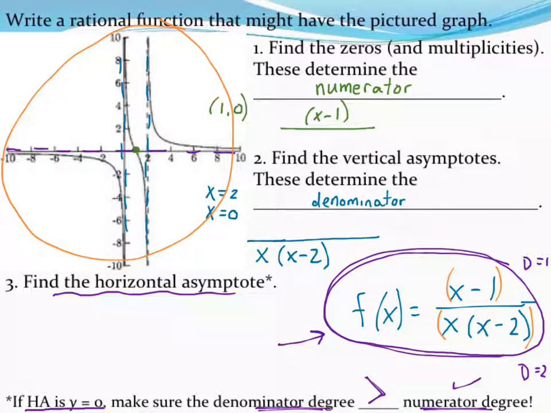You could even go further and look at your table and make sure things like (1, 0) are in your table. Make sure when you look up your vertical asymptotes, you're seeing error messages in the y column because there can be no graph at those locations. So there's my equation of this rational function.